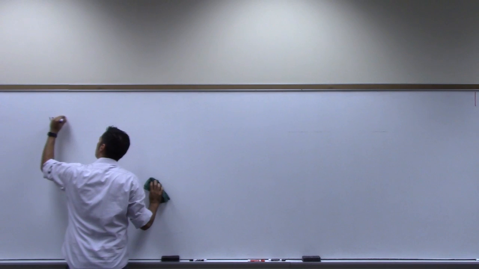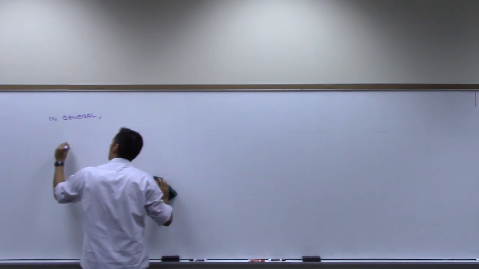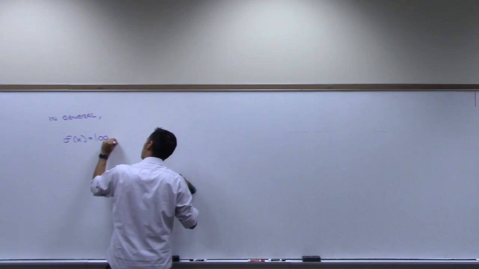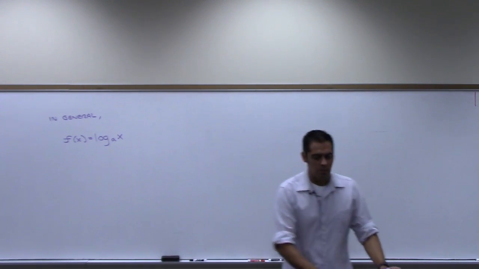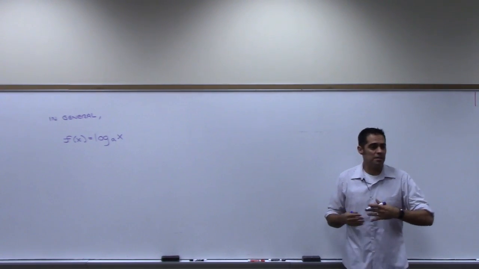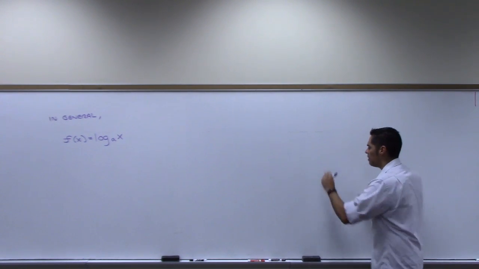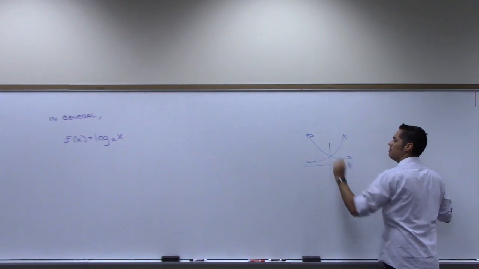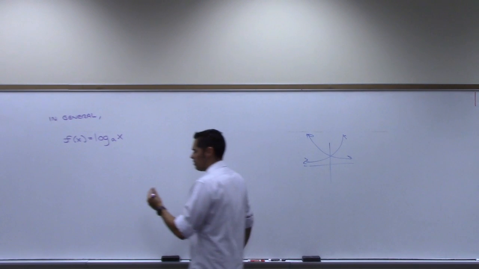So in general, if someone gives you a function f of x is log base a of x, it's going to look like one of two things. Do you remember with exponential functions we either had exponential growth or exponential decay? I drew it on the board. With exponentials, we either had this or we had this, right? There's one or the other with exponentials. Same thing with logs. We have two different possibilities.